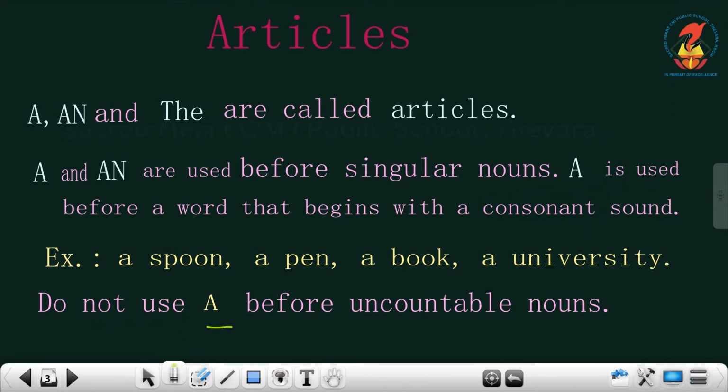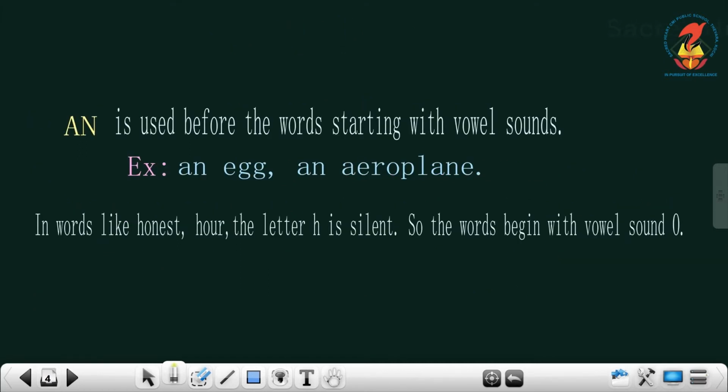Do not use a before uncountable nouns. So, which means a is used before singular nouns, and do not use a before uncountable nouns. Understood? An is used before a word starting with a vowel sound. Example, an egg. A is the vowel sound here, egg. An aeroplane. Aeroplane. Understood? So, A is the vowel sound.